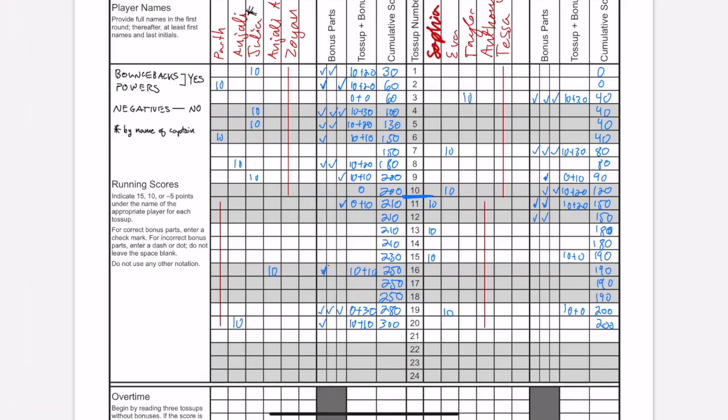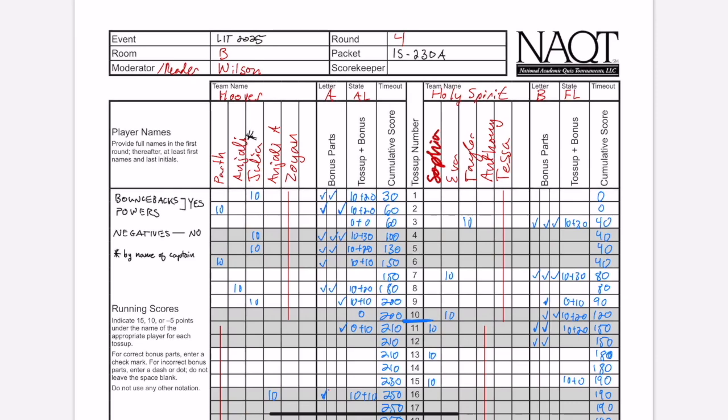In this video, we're going to go through the sample score sheet for a Scholars Bowl tournament. If you are a scorer, when you first get into the room, you're going to want to note the round that you're scoring. Like in this one, this would be round 4. You're also going to want to put the room number of the room that you are in.